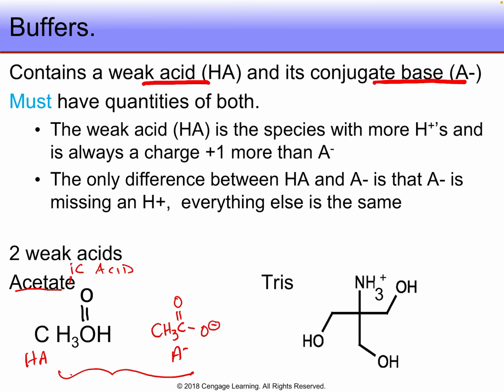And notice the only difference between these two species is the loss of an H plus. It's always the same. And the species that has the H is the weak acid. The species that has fewer H's is always going to be the base. Now in biochemistry, it turns out a lot of times the weak acid base combinations we study involve nitrogen. So this is tris base here.